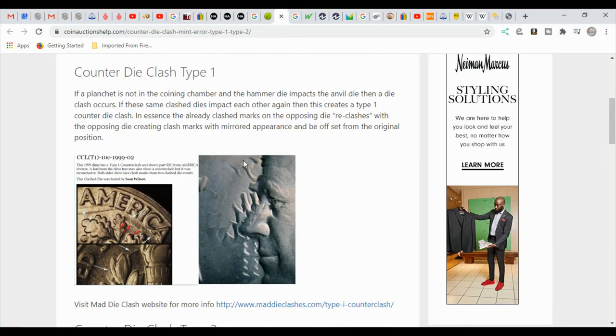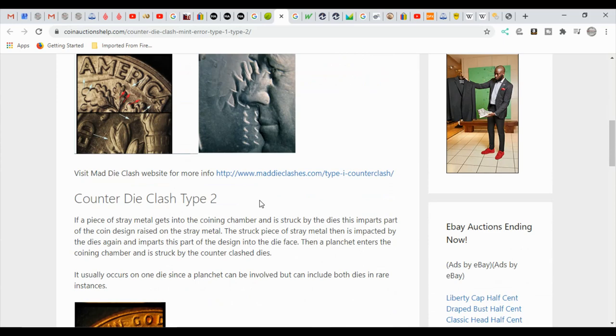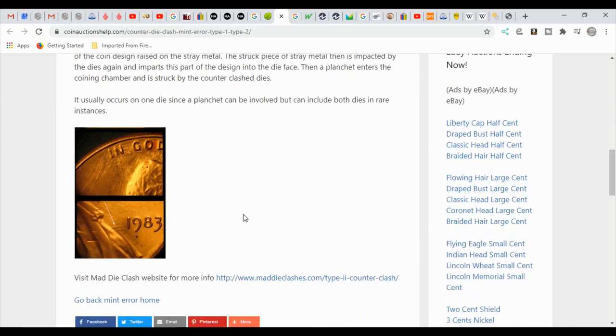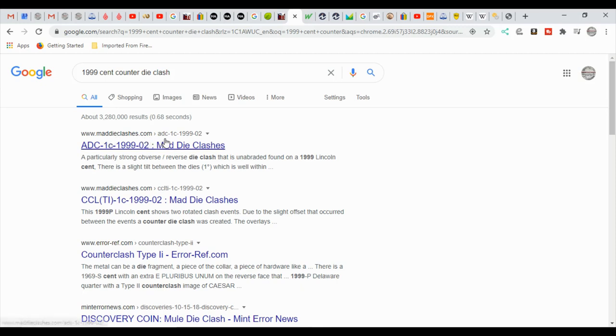So what I'm going to do is show you an image that I found here of a counter clash, and it shows you what it looks like. These can increase the value of your coins. Here's the link, and here's a type 2. You can go over to maddieclashes.com and actually look up the die clashes, and the type 1 and type 2. Error-reference.com is another great place.